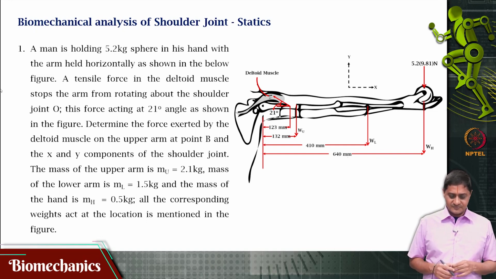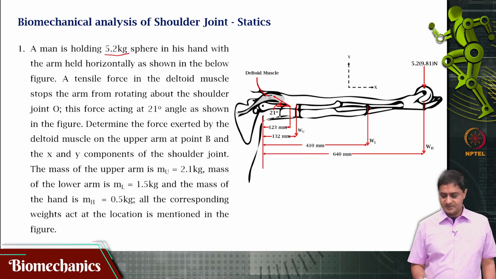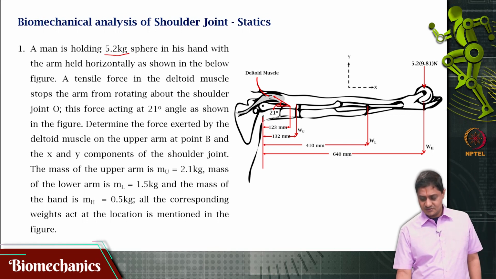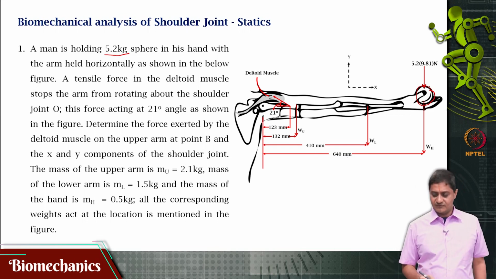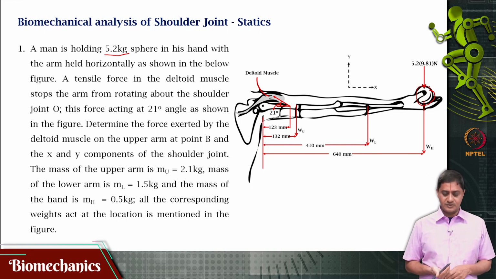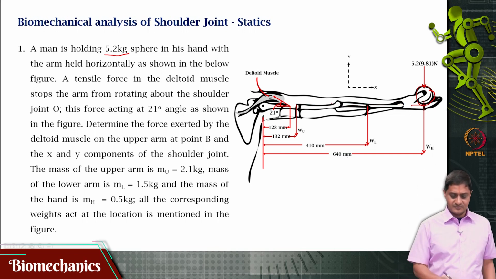A person is holding a 5.2 kg sphere in his hand. So, the weight of this is 9.81 times 5.2. The mass is 5.2 kilograms. The hand is holding this and the arm itself is completely horizontal. Arm held horizontally as shown in the figure.